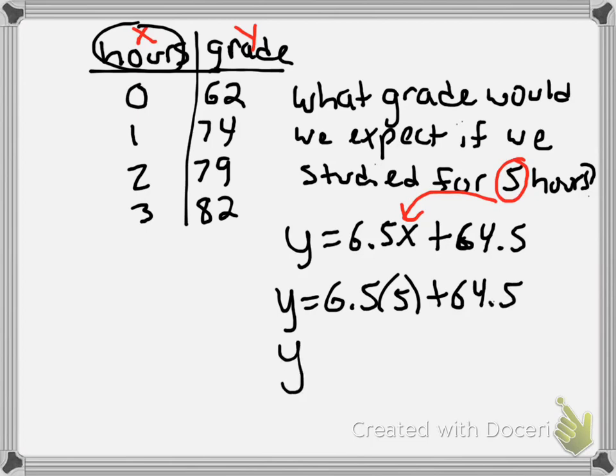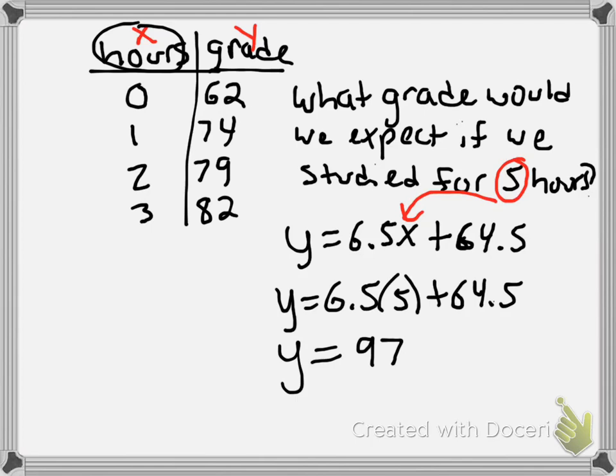And all I have to do is just plug that into my calculator, so 6.5 times 5 plus 64.5, and that gives me a 97. So if I were to study for 5 hours, according to this linear trend, I would expect to get about a 97.